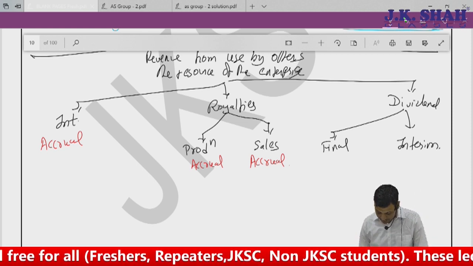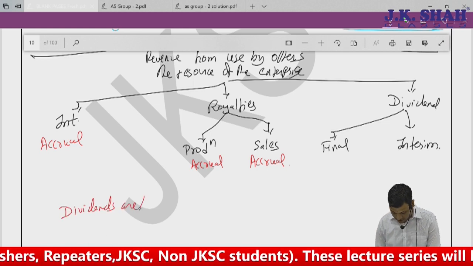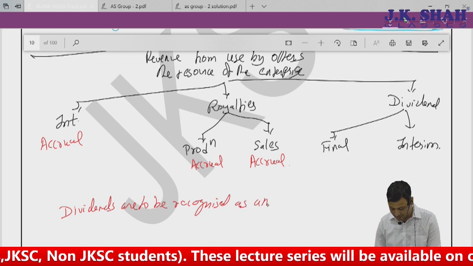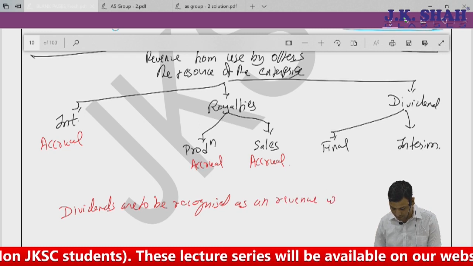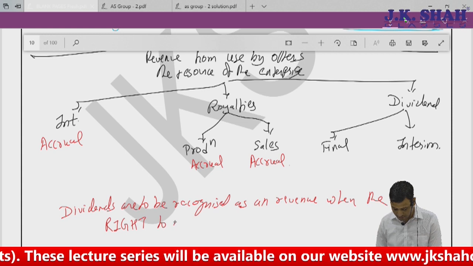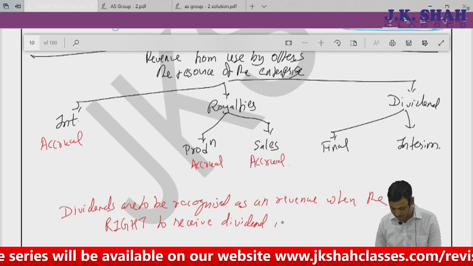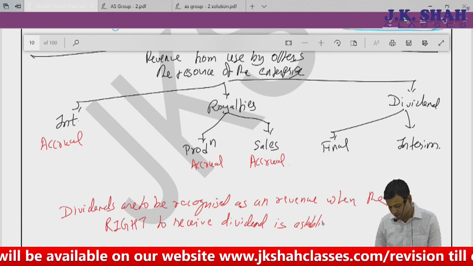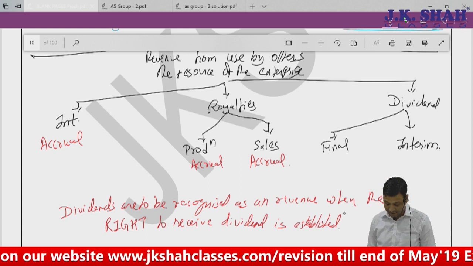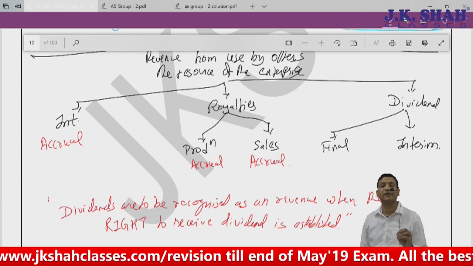But for dividend, the standard says dividends are to be recognized as revenue when the right to receive the dividend is established. When the right to receive the dividend is established, only then should you recognize revenue. Nothing like accrual and something like that. It's only when the right to receive the dividend is established.